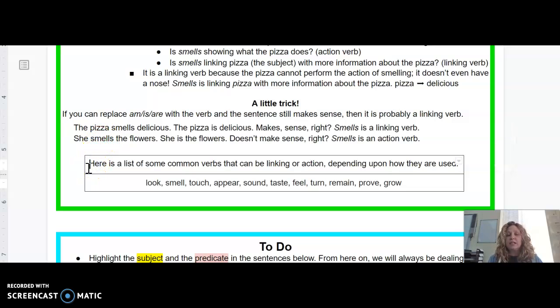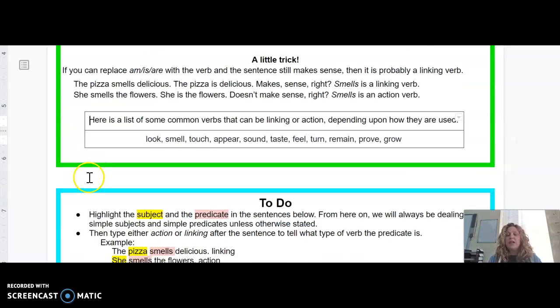Here is a list of some common verbs that can be linking or action depending upon how they're used. They have to do with our senses to begin with, and then there's a couple others. So look, smell, touch, appear, sound, taste, feel. Those, depending upon how they're used, like smells, we just dealt with that one, could be action or linking. Turn, remain, prove, and grow are others.